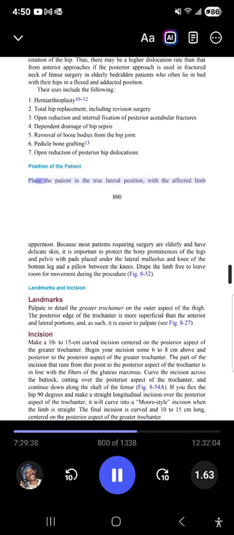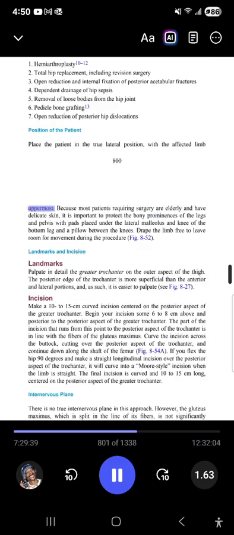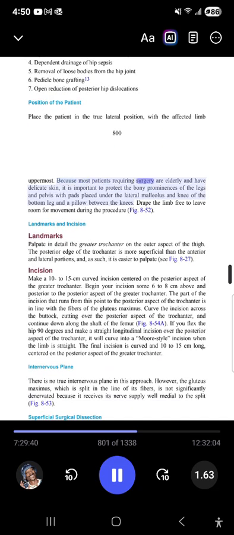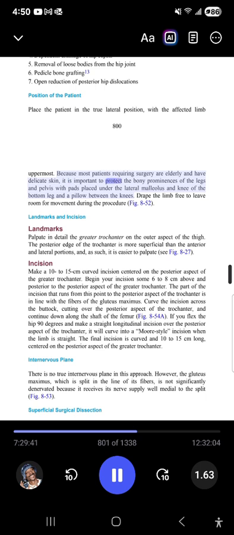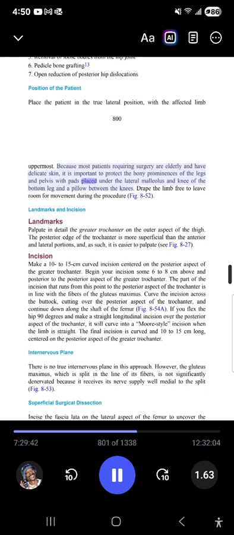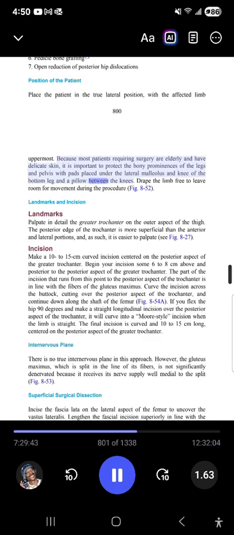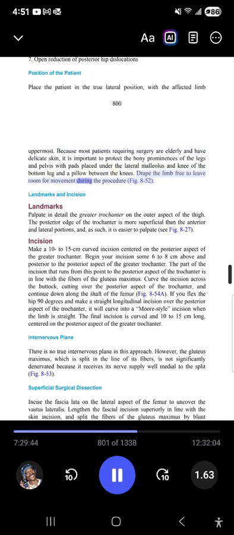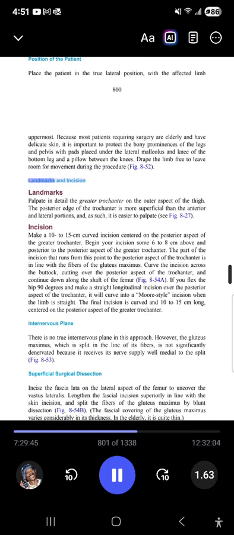Position of the patient. Place the patient in the true lateral position, with the affected limb uppermost. Because most patients requiring surgery are elderly and have delicate skin, it is important to protect the bony prominences of the legs and pelvis with pads placed under the lateral malleolus and knee of the bottom leg and a pillow between the knees. Break the limb free to leave room for movement during the procedure. Figure 8-52. Landmarks and incision.